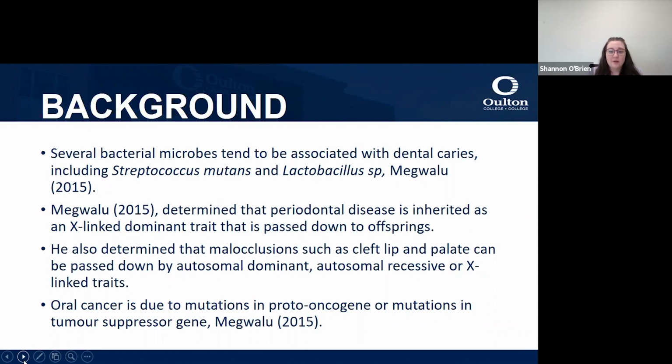So we also found that for malocclusions, which is like the abnormality of the jaw and mouth, such as cleft lip and cleft palate, these can be passed down by autosomal dominant, autosomal recessive, or even X-linked traits as well. And we also found during our research that oral cancer is due to mutations in the proto-oncogene and mutations in the tumor suppressor gene that Meg Wall found as well.